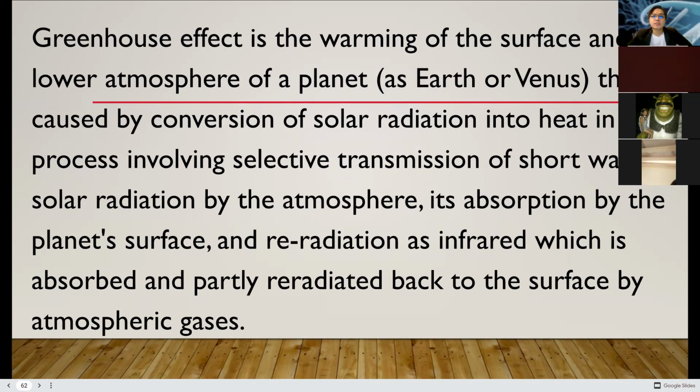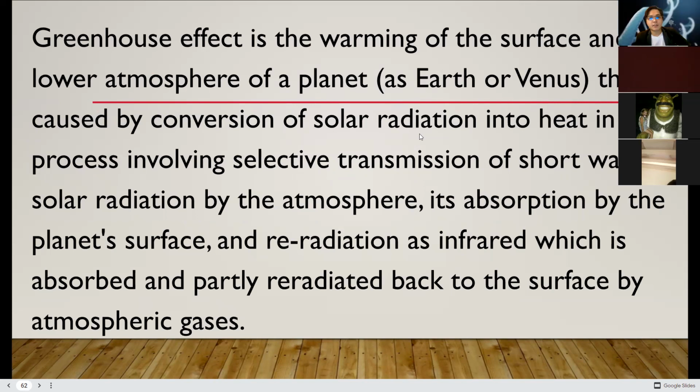Greenhouse effect is the warming of the surface and lower atmosphere of a planet such as Earth or Venus. Venus is the hottest planet. Again, I discussed this last meeting. Venus is considered the hottest planet because of the greenhouse effect. Although Mercury is the nearest, Venus is the hottest.